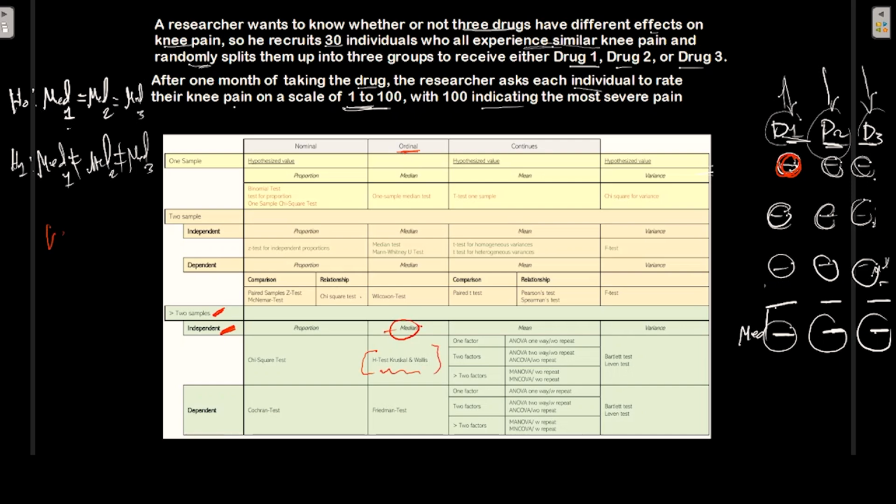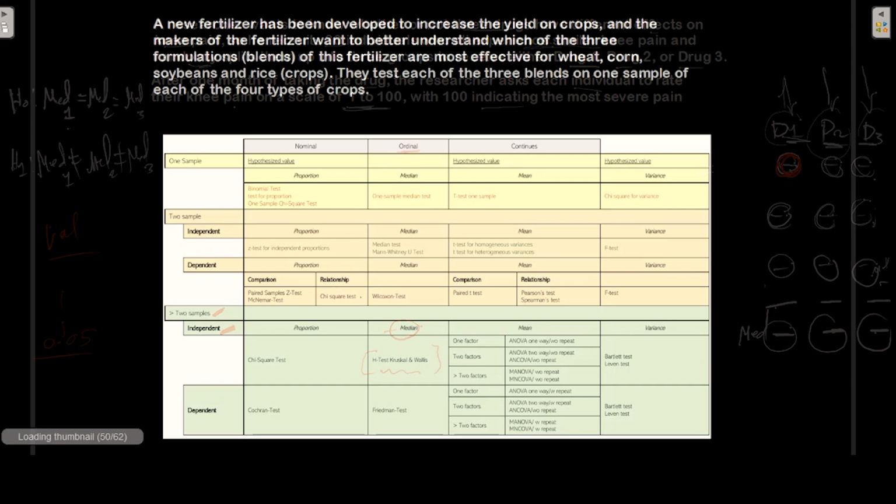So again, this test will spit out a value, and then we'll compare it against the level of confidence, and either we reject or we fail to reject the null hypothesis. Let's look at the next question.